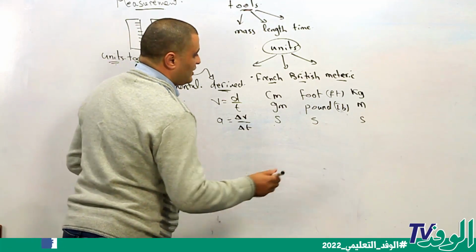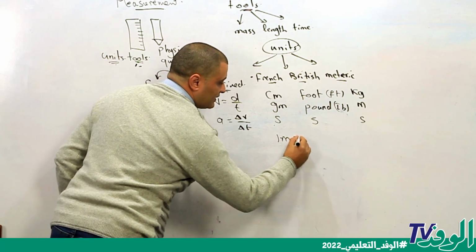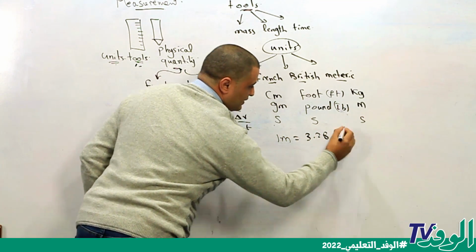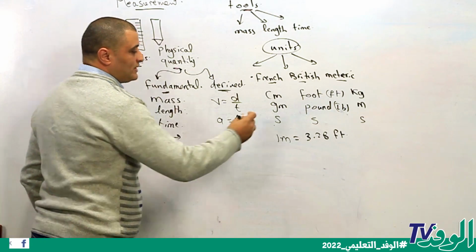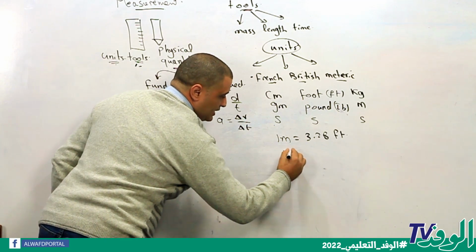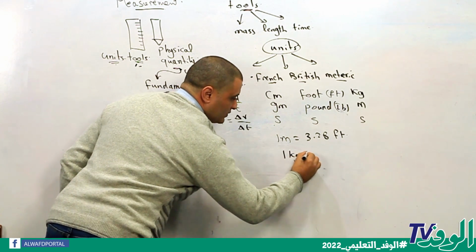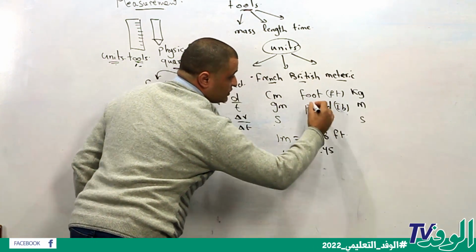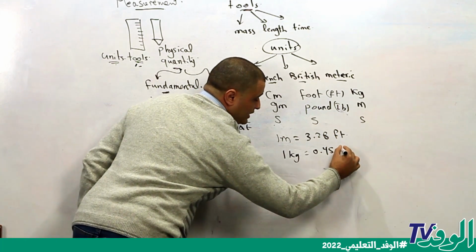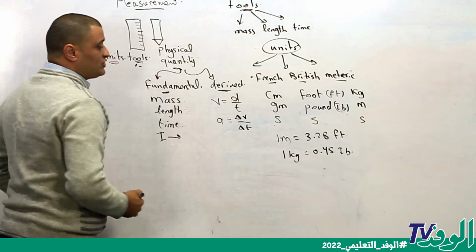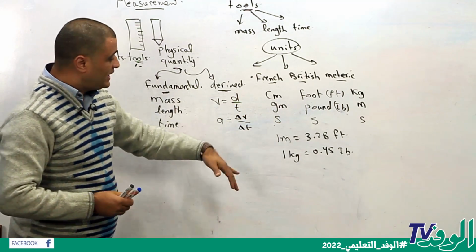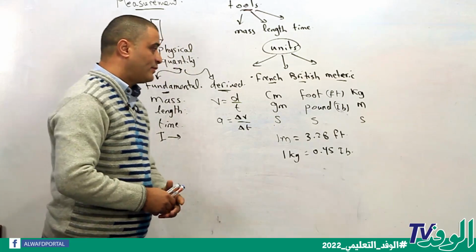Here, 1 meter equals 3.28 foot. Number two, pound: 1 kilogram equals 0.45 for the pound, LB. This is the relation between distance in different systems, and also the mass in different systems.